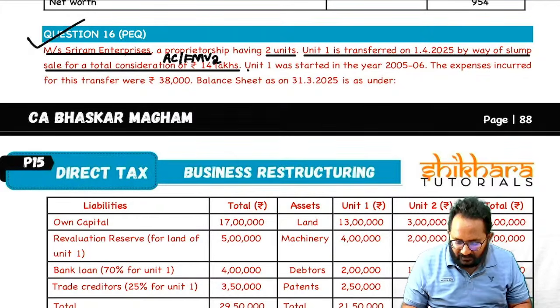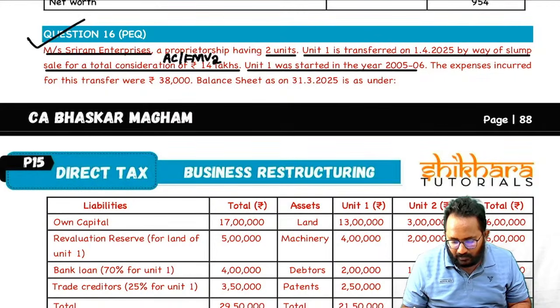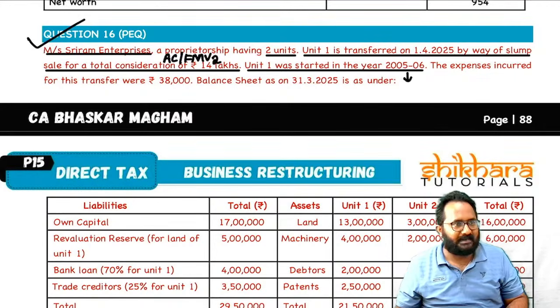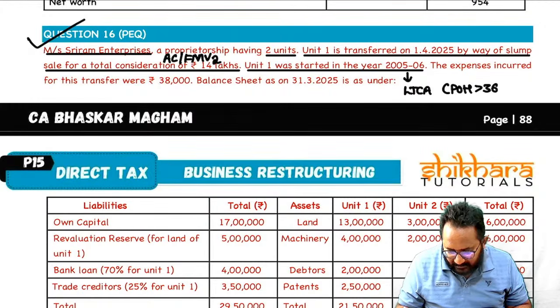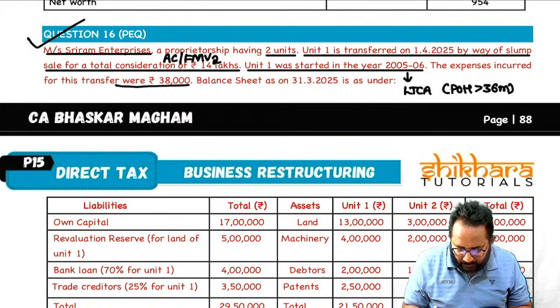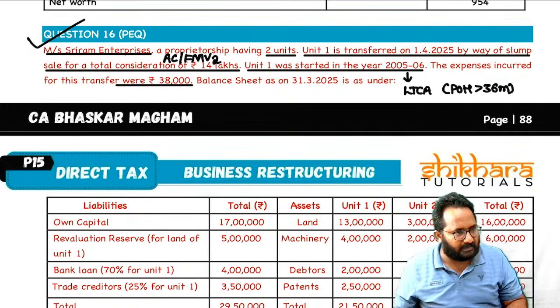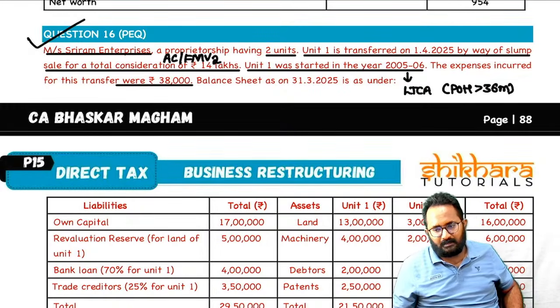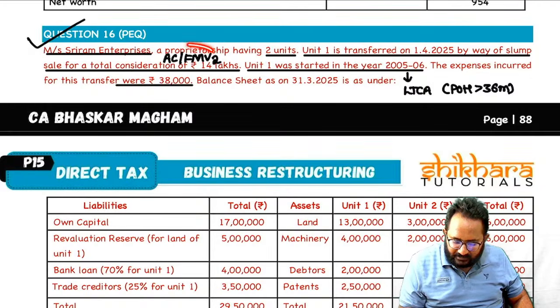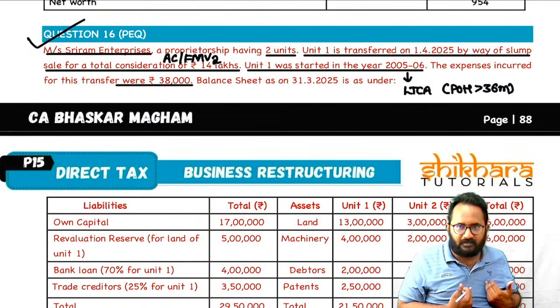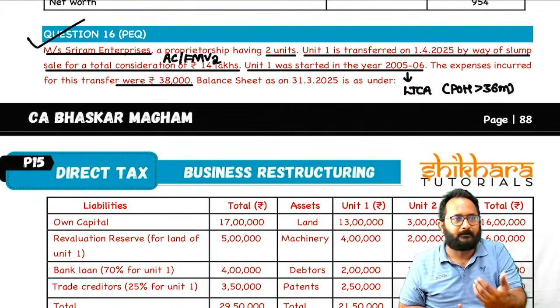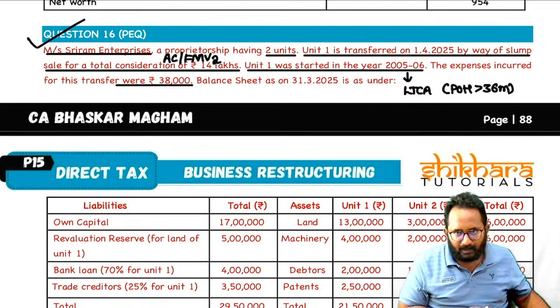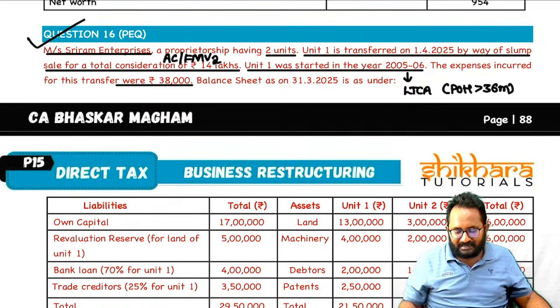Unit 1 started in which year? 2005-6. All of you, please tell me whether it is a long-term capital asset or short-term capital asset. Long-term capital asset, because the period of holding is more than 36 months. Expenses incurred in connection with the slump sale are 38,000. How do you know it is FMV2? Because cash only we received as consideration, that is AC. In other words, as per the rule, that is FMV2. Understood, ma?